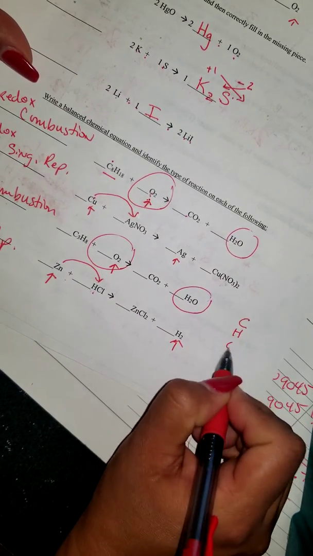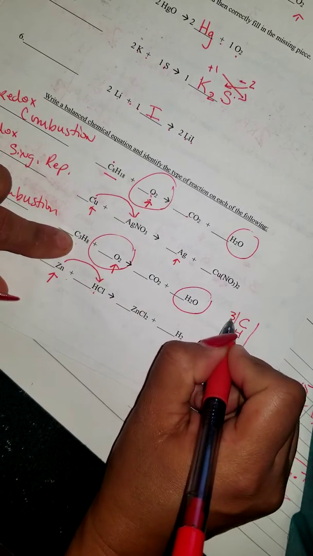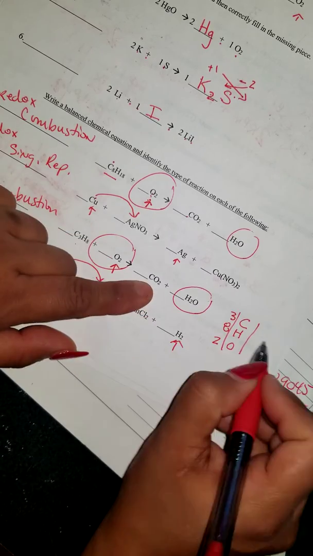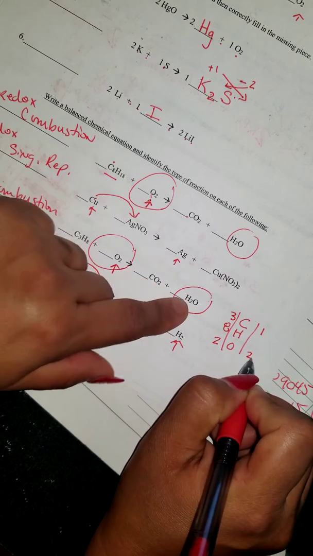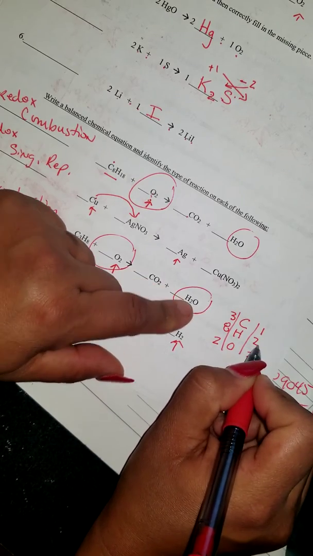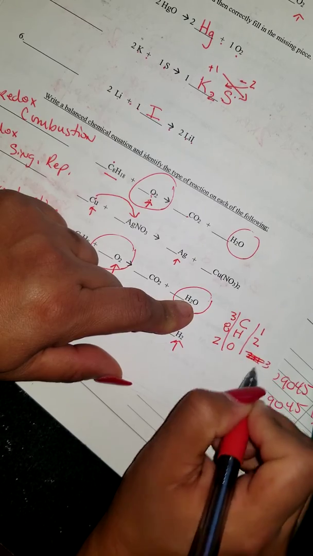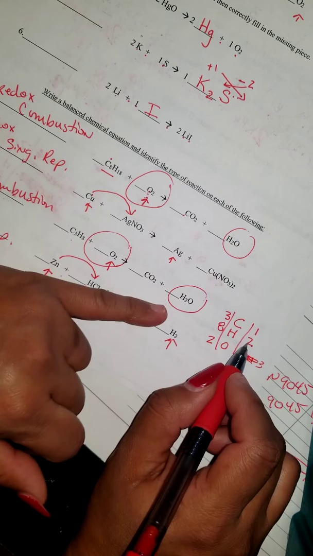C's, H's, and O's. 1 times 3 is 3. 1 times 8 is 8. 1 times 2 is 2. 1 times 1 is 1. 1 times 2 is 2. 1 times 2 is 2. 1 times 1 is 1. So plus 1 equals 3. I'm not balanced. I need a lot more H's.